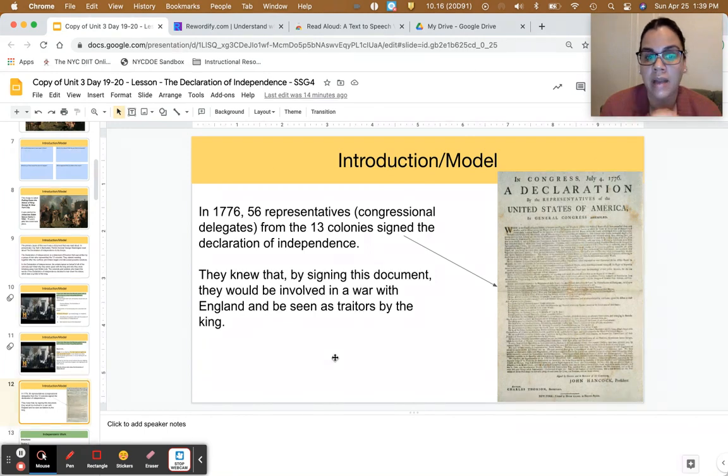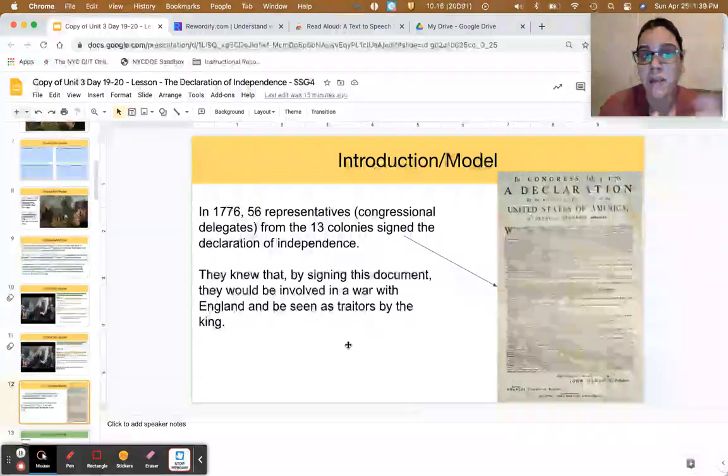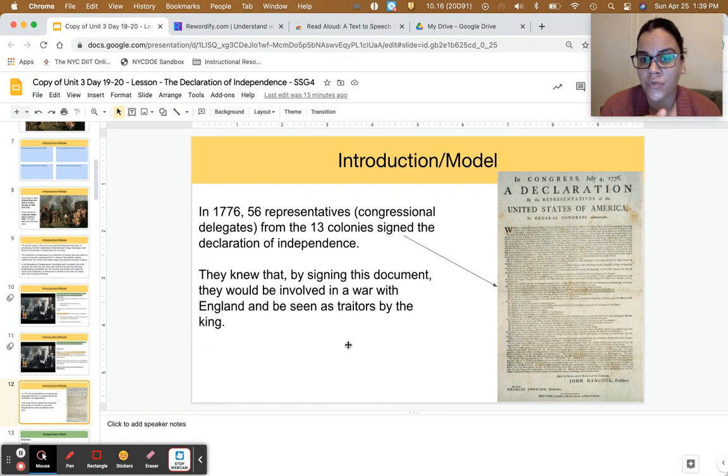And this slide is just summarizing to students that once this declaration was signed, it was the official act of war, because England was not just going to give up all of the power that they had over the 13 colonies. Why? Because not only were they giving up power, but they were giving up an entire economy. They were collecting a lot of money in taxes from the 13 colonies.